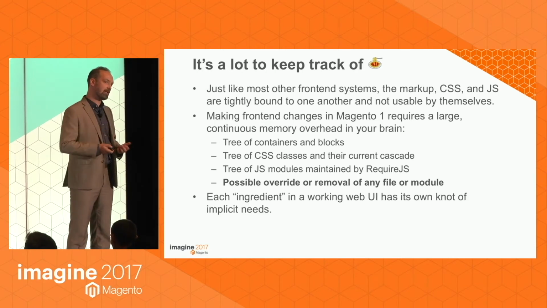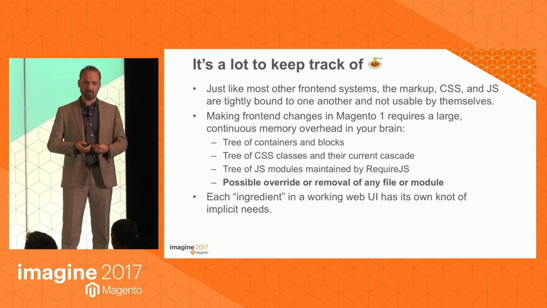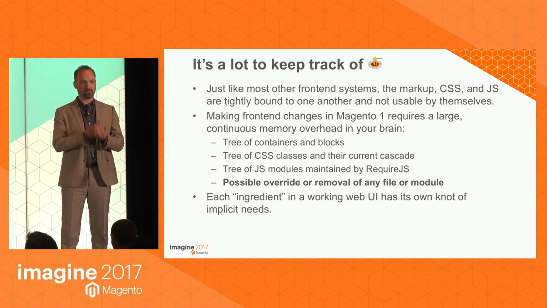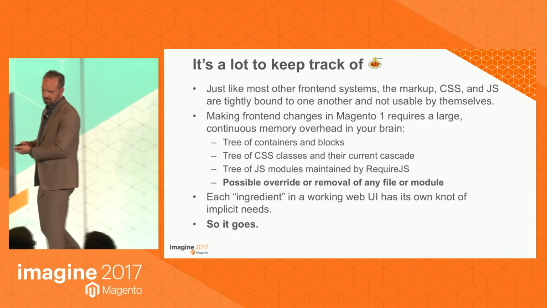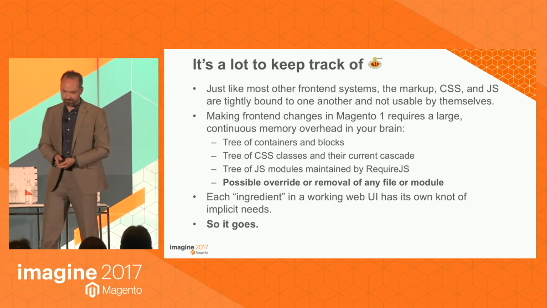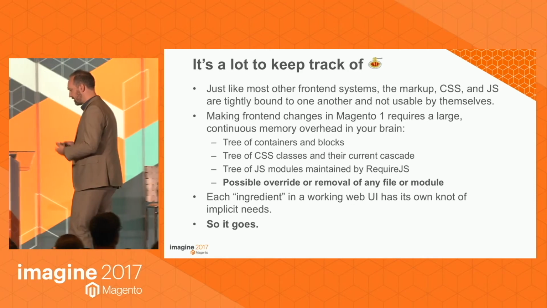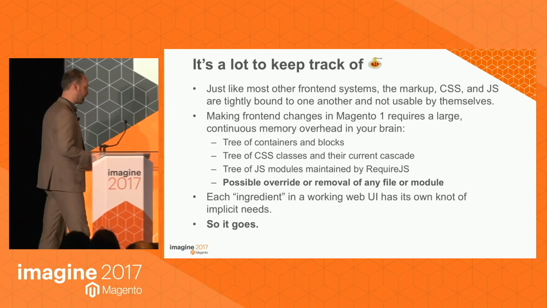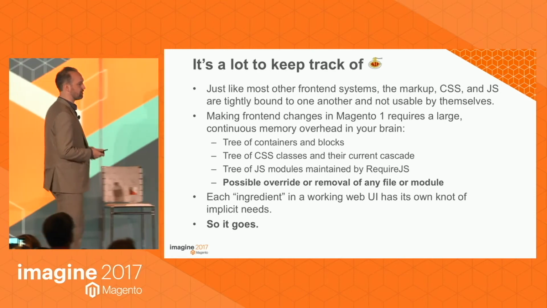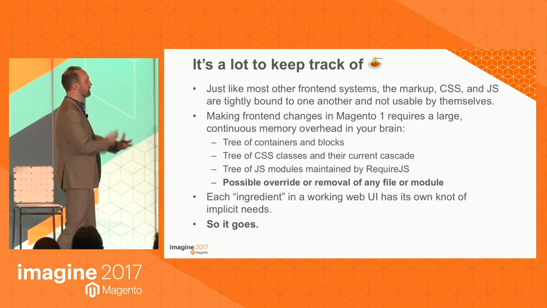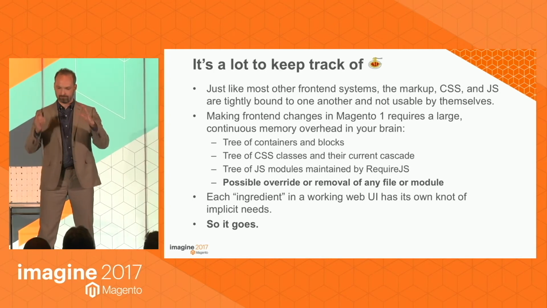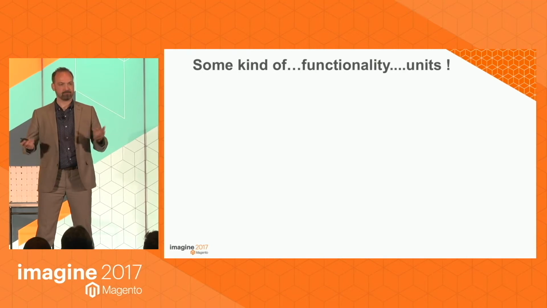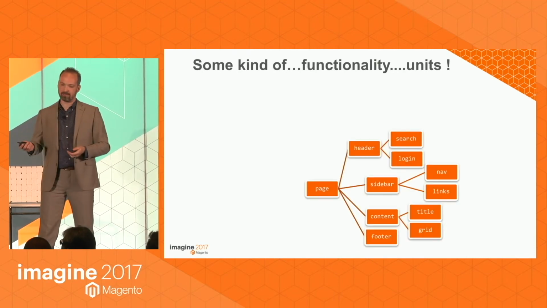So each ingredient in a working web UI, and this is not particular to Magento, you've worked on other systems, you know this, has its own little knot of implicit needs. So it goes. So what you always find yourself craving in these environments, especially if you have some CS background or if you've worked in other systems beside the web for building UIs, is you want some kind of functionality units. So yeah, self-contained units like that.